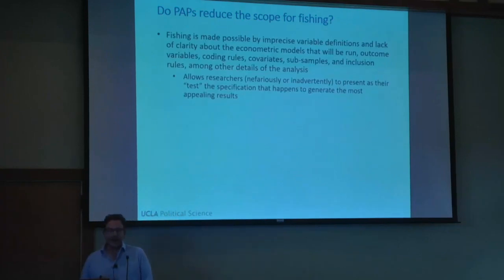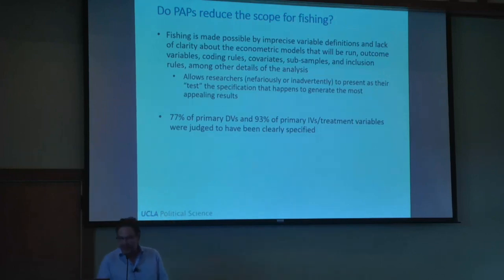Okay, so first of all, do PAPs reduce the scope for phishing? Well, what makes phishing possible? Phishing is made possible by imprecise variable definitions and lack of clarity about all the details of the analysis that you're going to undertake. And if you are unclear about all those details, then it allows you, the researcher, either nefariously or sometimes just inadvertently, to present as your test of the key hypothesis of interest the particular specification that happened to generate what you judge to be the most attractive set of findings that you want to present to the world. Okay?